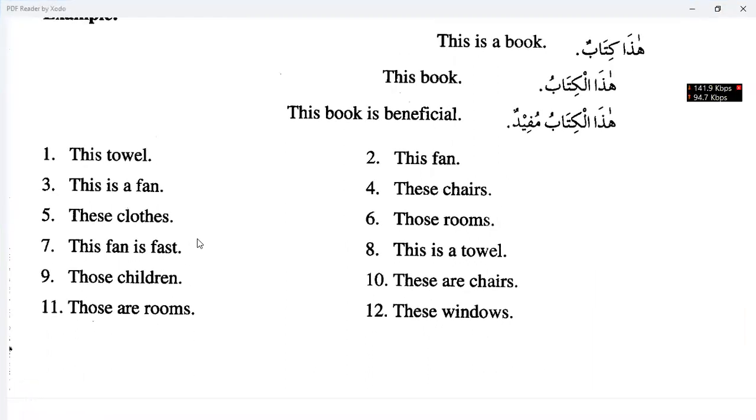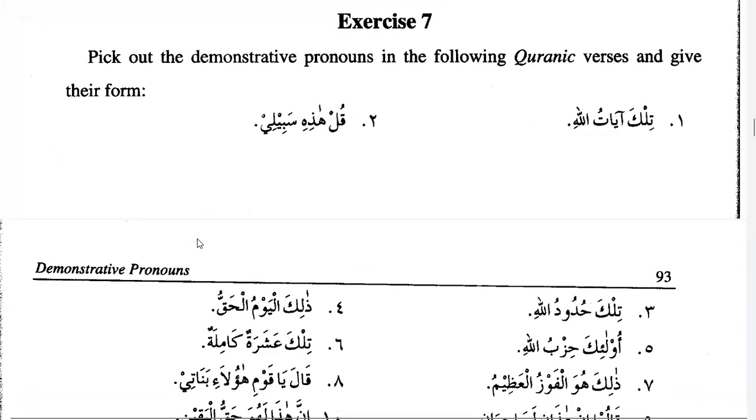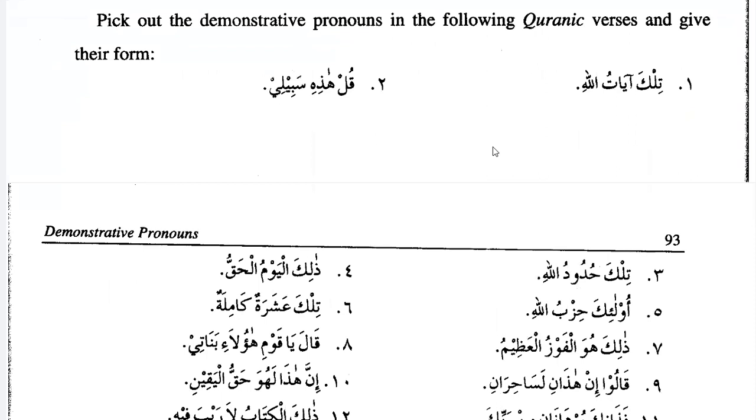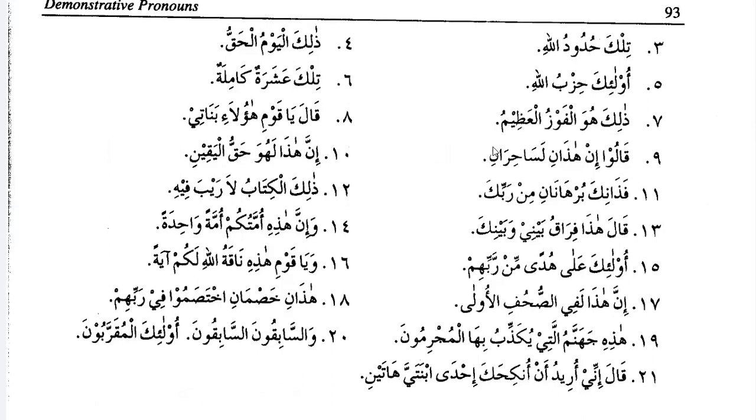These are chairs. So chairs are feminine, no? Yes. Hadhihi. These mean hazihi. So the chairs are plural. So for non-intelligent plural we use hazihi. Hazihi karasi. Sahi. Here pick out the demonstrative pronoun in the following. You will just underline that demonstrative pronoun. Okay. Next student is Mohammed Samba. What is demonstrative pronoun here? Tilka. Okay, next. Hazihi. Correct. Tilka, zalika, ulaika. Qala ya qawmi haulai.